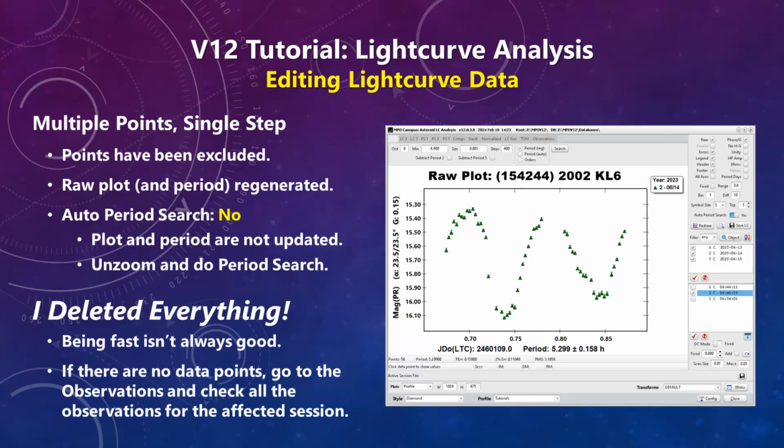You deleted all the data points in the session. This can and has happened if you are too quick to press the keystrokes to exclude. If it does happen, go to the Observations tab and check all the observations for the affected session. You'll lose any work regarding bad data points in the raw plot, but this does not automatically reset the comp stars. That is a separate operation.